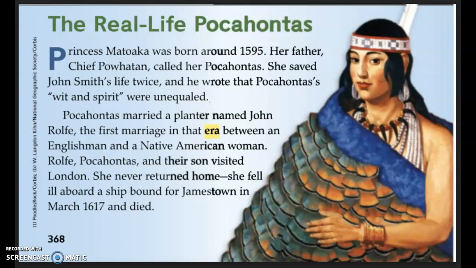Pocahontas married a planter named John Rolfe, the first marriage in that era between an Englishman and a Native American woman.